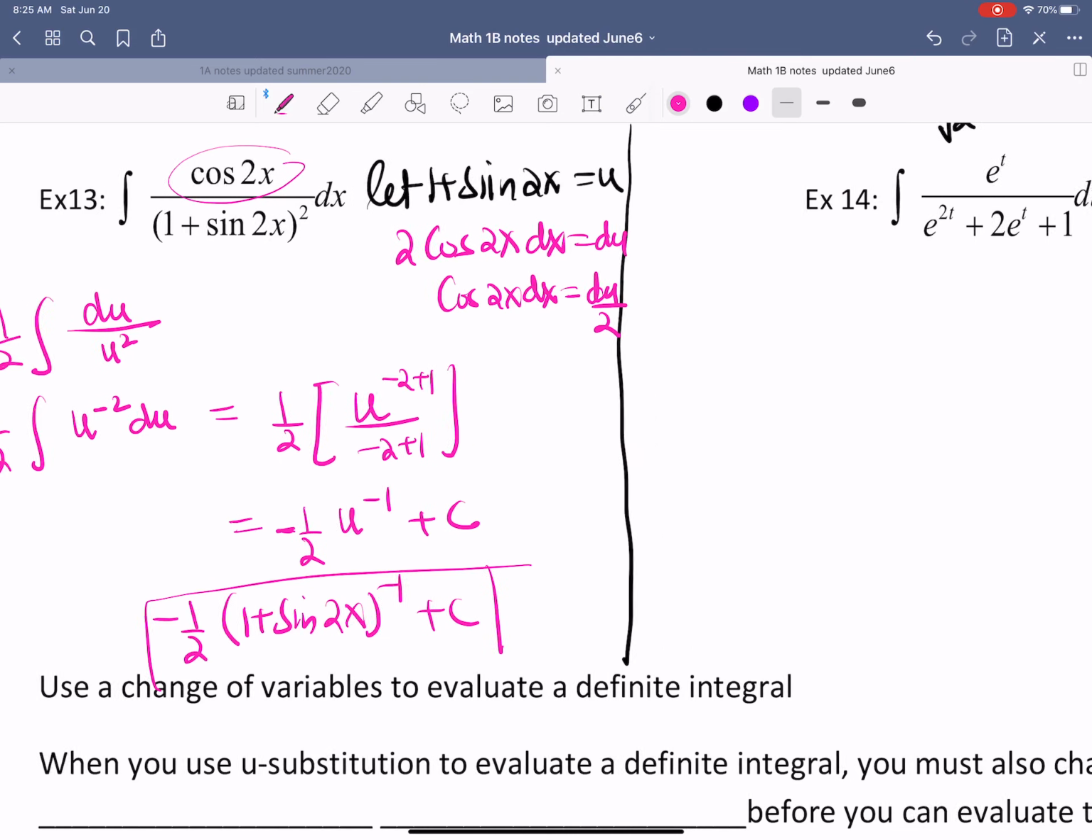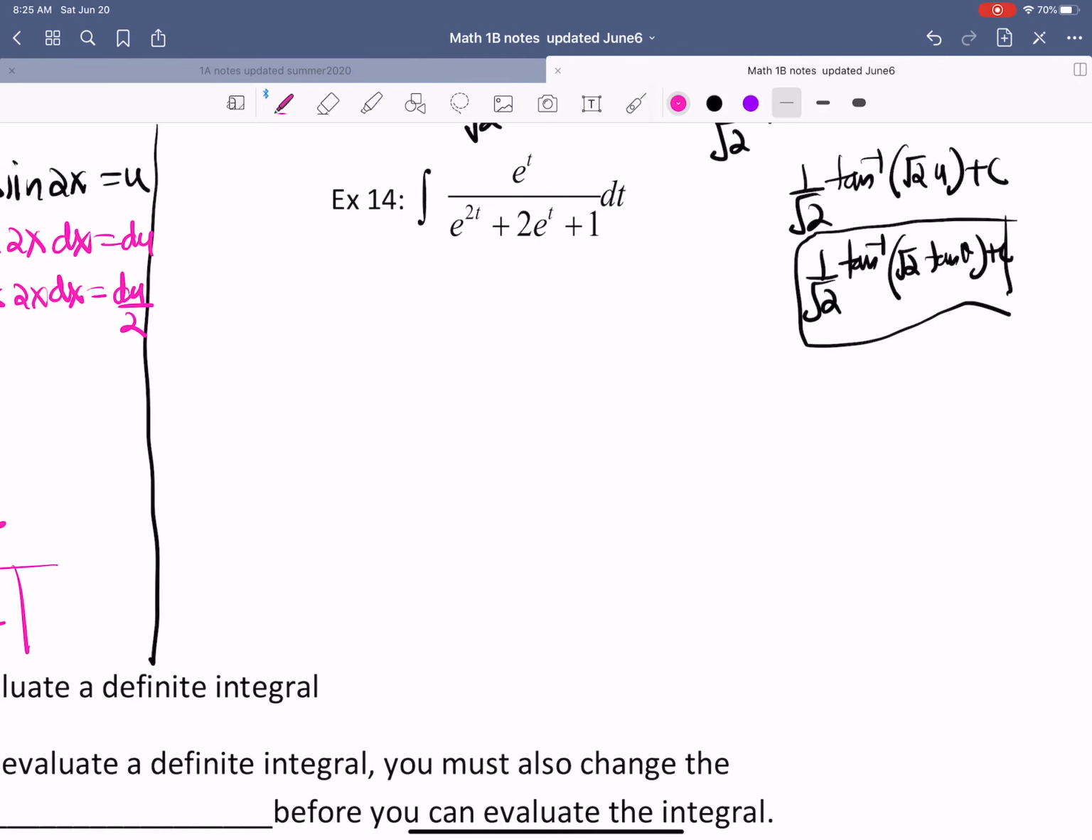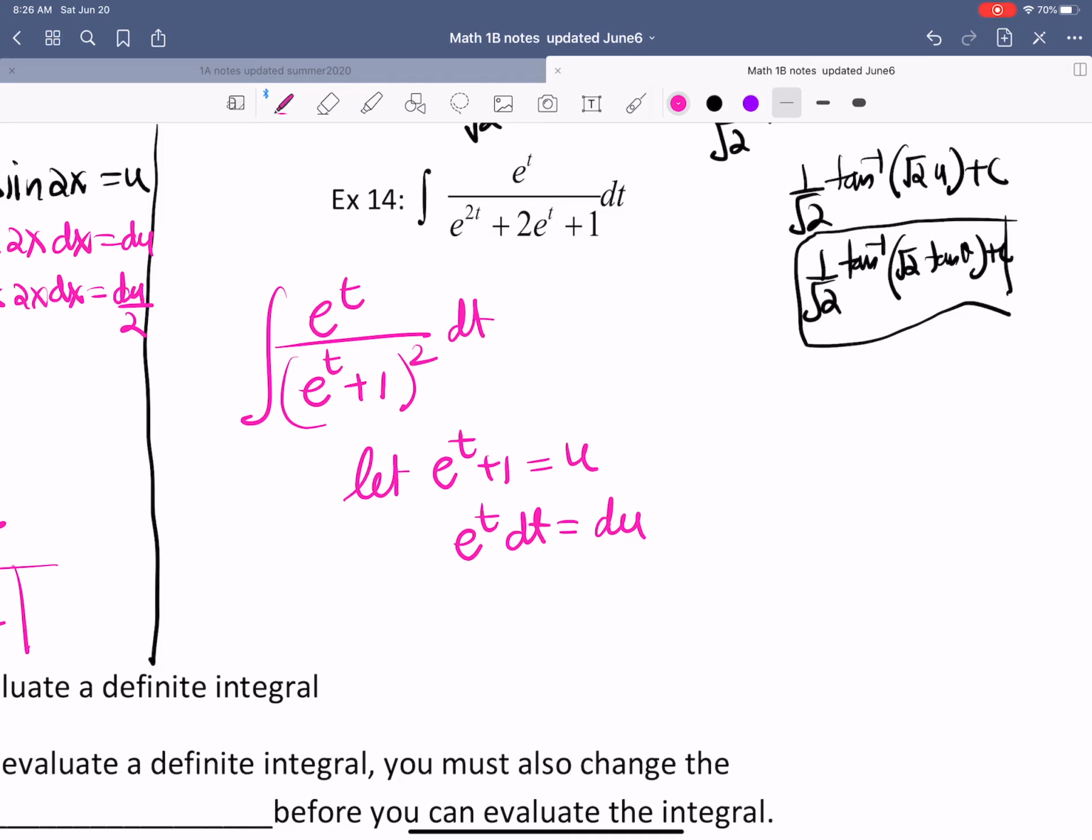Okay, example number 14. Here we have e to the power t divided by e to the power 2t plus 2e to the power t plus 1 dt. Now, the denominator definitely looks like a perfect square to me. If you square e to the power t plus 1 and FOIL it, you would get that. So I'm going to let e to the power t plus 1 be u. e to the power t dt would be du. So the entire numerator becomes my du.